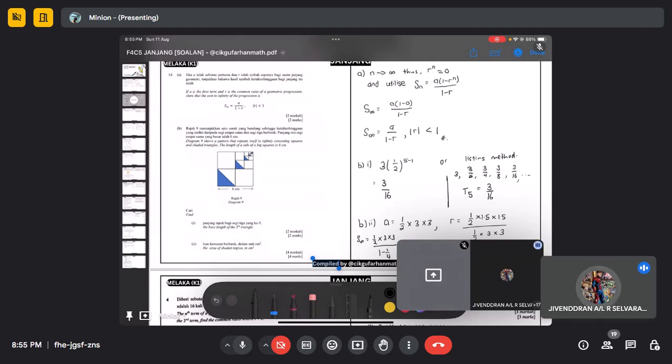Okay, so for B2, area of shaded region, at first we have to find A, which is 1 over 2 times 3 times 3, the area for one triangle, the big triangle. And then since it's repeating and repeating, we will have to use the S infinity formula.